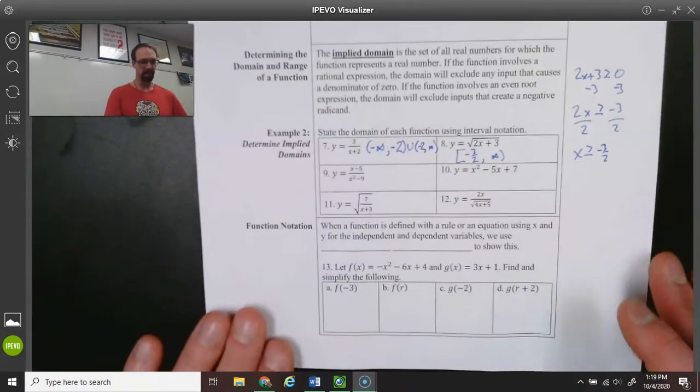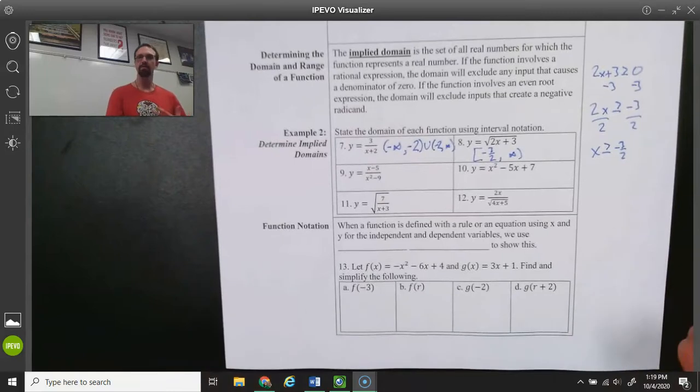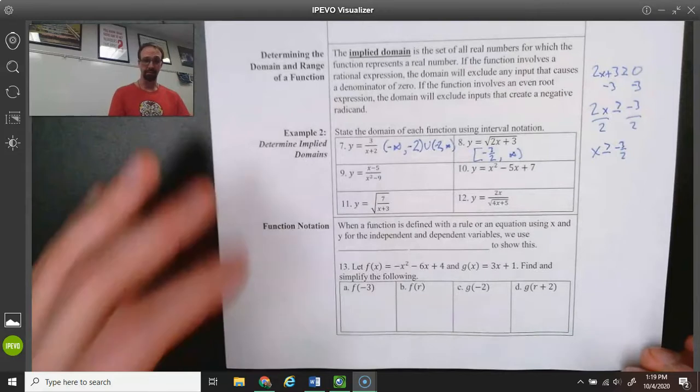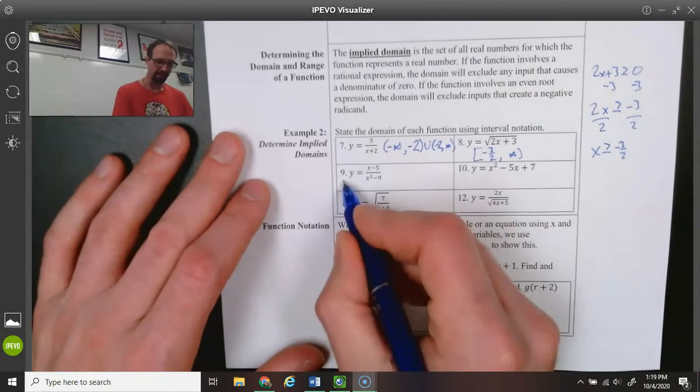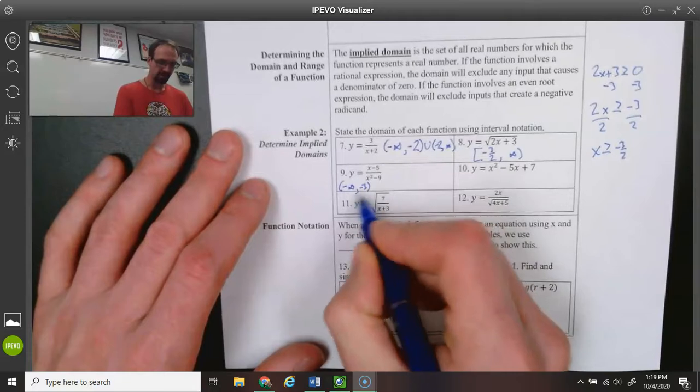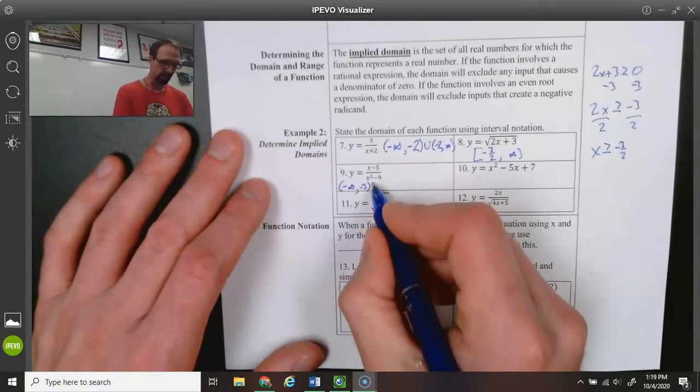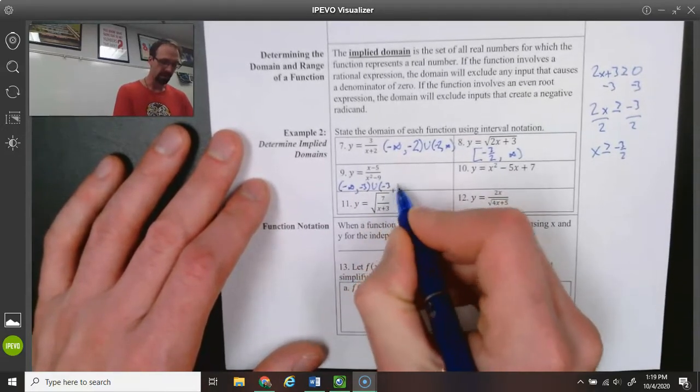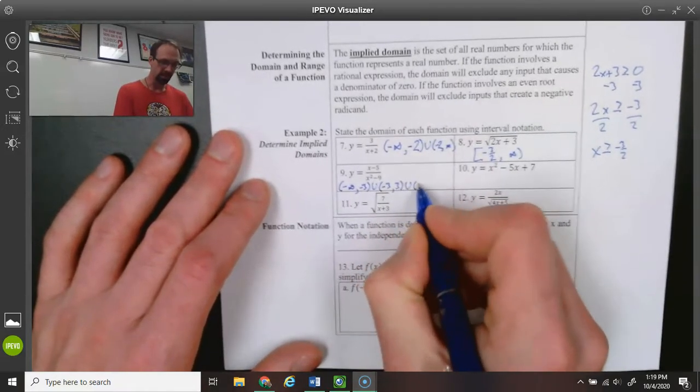For this one here, again, we can't divide by 0, and so I've set the denominator not equal to 0 and then solve. X squared minus 9 can be factored into x plus 3 and x minus 3. So this tells me that I can't have -3 or 3. In interval notation, I can have -infinity to -3, non-inclusive, union, -3 to 3, union, 3 to infinity.